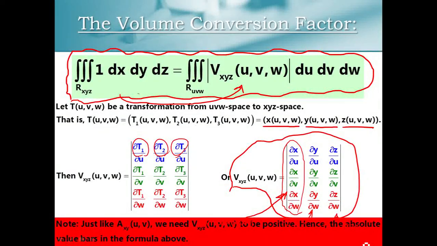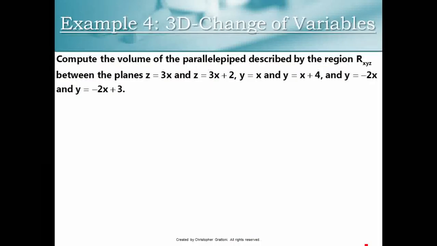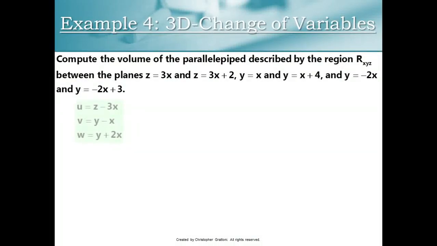Just like before, volume conversion factor needs to stay positive. Volume can't be negative, so when we're making that adjustment, you take the absolute value of the volume conversion factor in your triple integrals. All right, so let's finish up this problem.